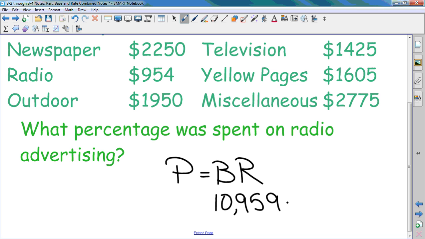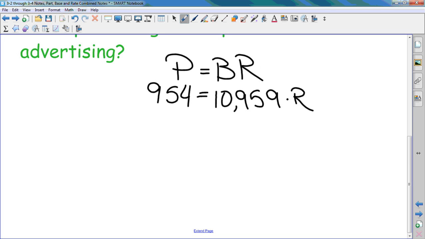Find my rate. And what's my part? Part is the portion that matches the rate. What's that? Yeah, 954. Do my part and my rate match? Are we looking for the rate of the amount spent on radio, and is that the amount spent on radio? Yeah, they match. So go ahead and solve. Divide both sides by 10,959.